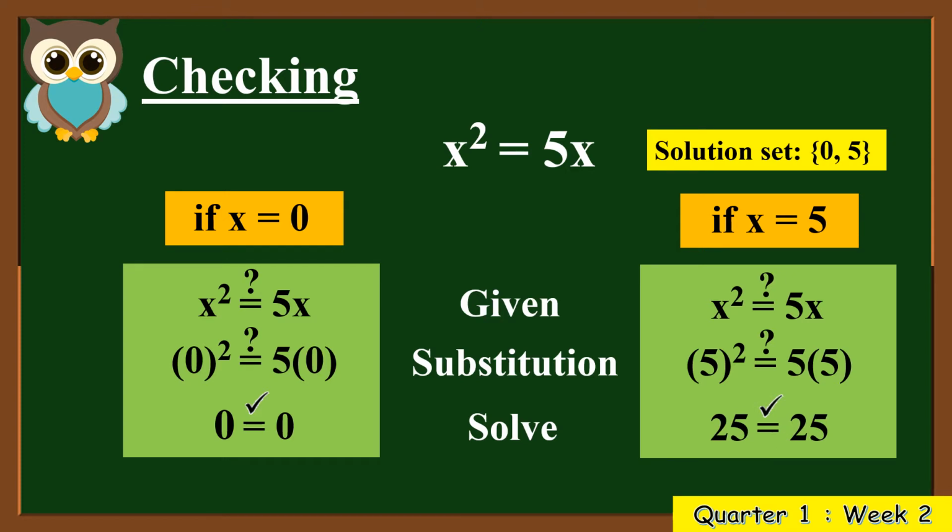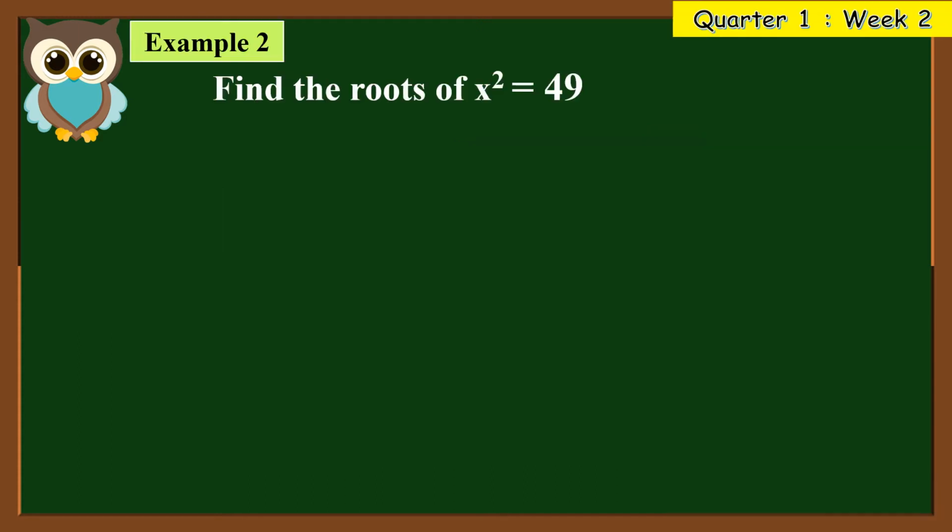Therefore, it clearly states that the solution set of the given quadratic equation x squared is equal to 5x is 0 and 5. So that is how we are going to solve a quadratic equation by factoring. Now let's have the second example.